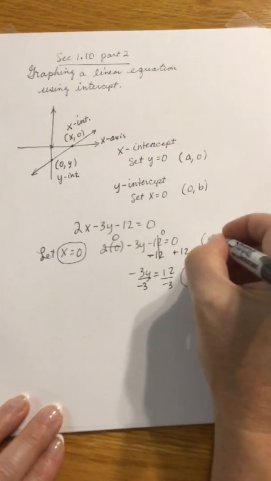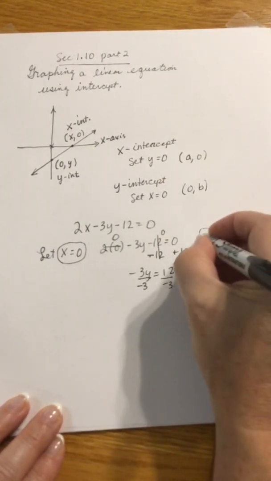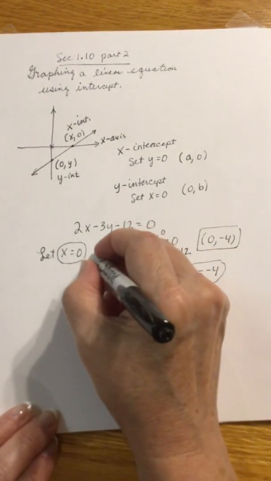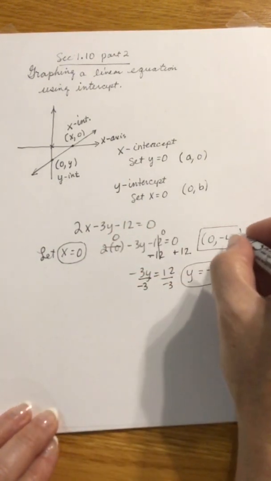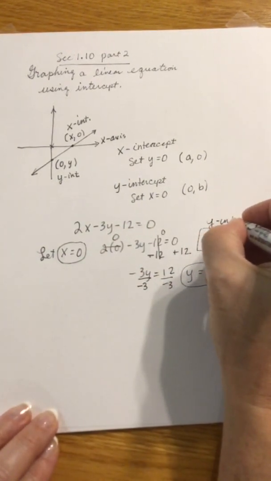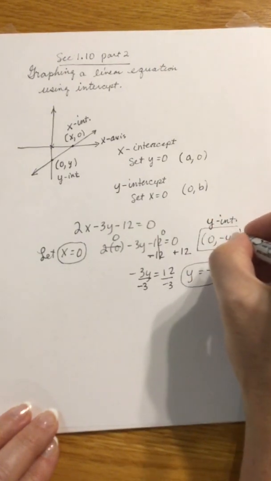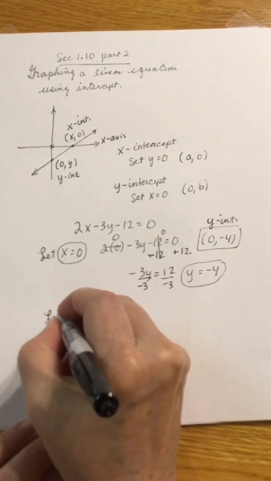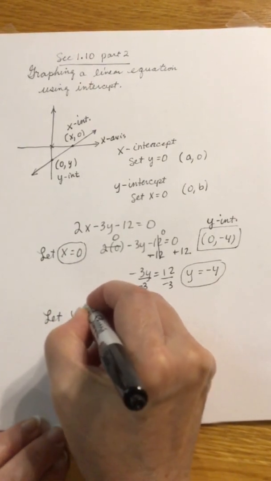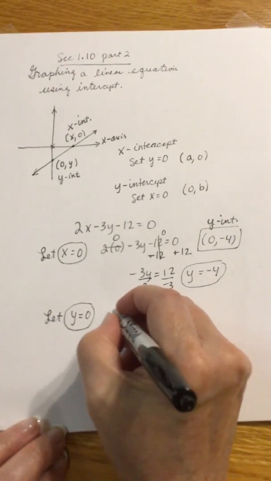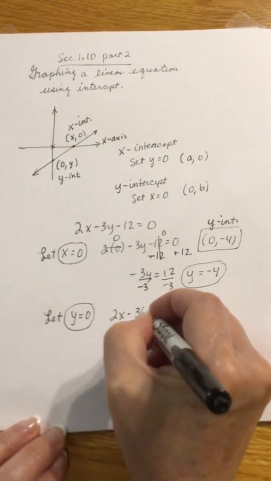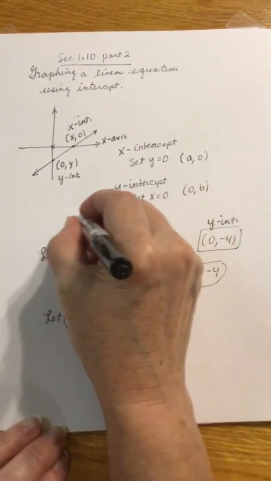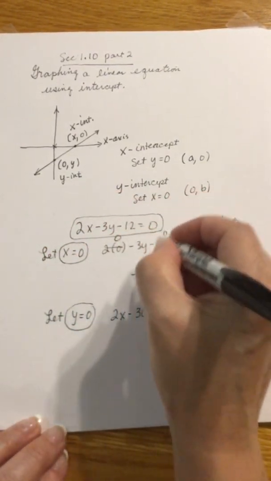So we have x equals 0 and y equals negative 4. So that would make an ordered pair 0, comma, negative 4. Now, what intercept did we say this was? To set x equal to 0, that would be the y-intercept. So it's going to cross the y-axis at negative 4. Now we're going to let y equal 0. So y equal to 0 is going to give us 2x minus 3 times 0 minus 12 equals 0. So we're plugging y equal to 0 back into our original equation.